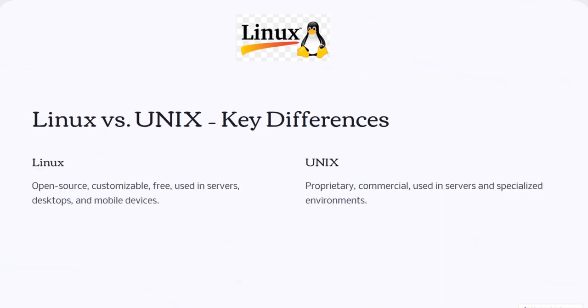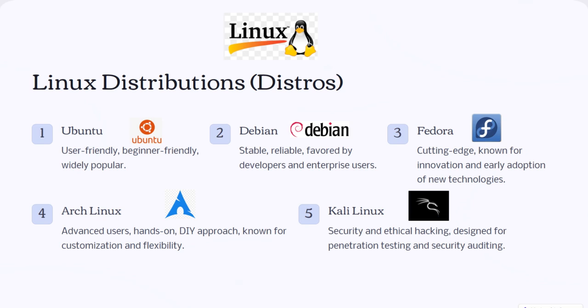What is the difference between Linux and Unix? Linux is open source, customizable, and free, used in servers, desktops, and mobile devices. Unix is a proprietary operating system. It is commercial, used in servers and specialized environments.